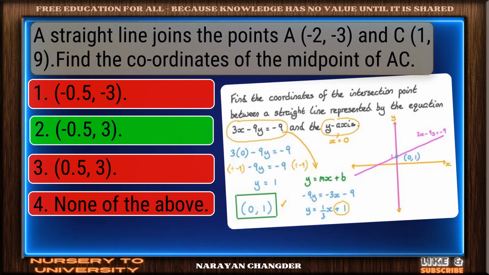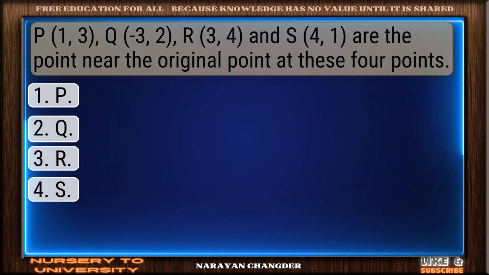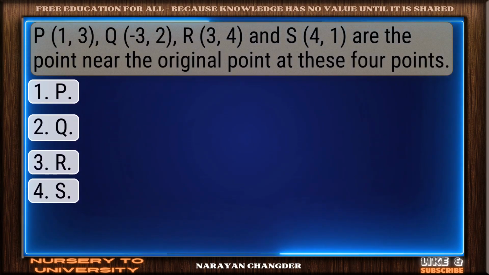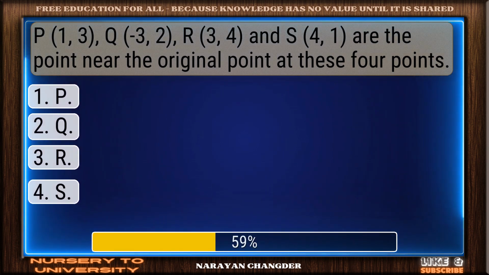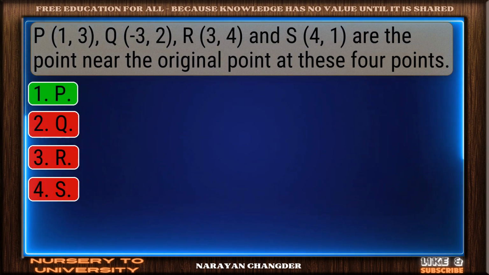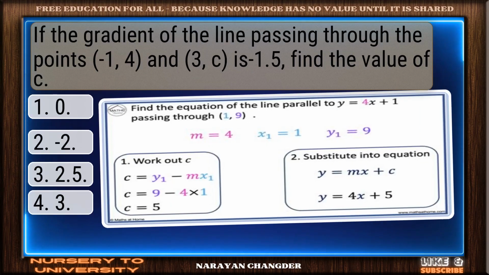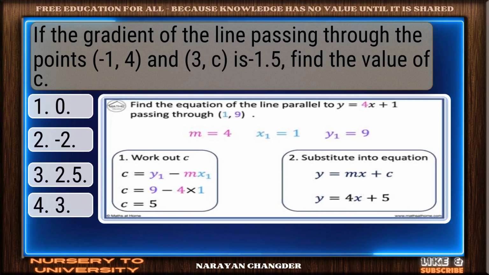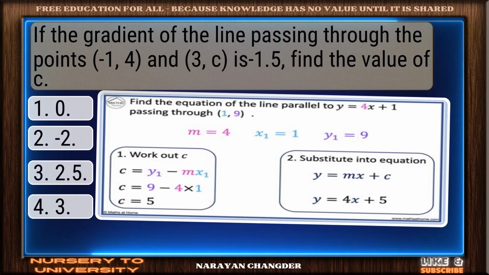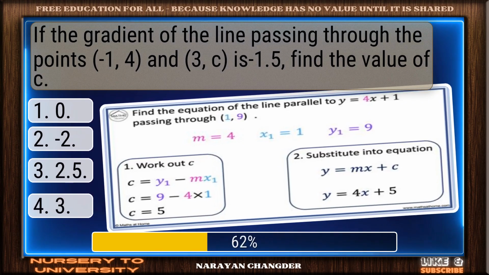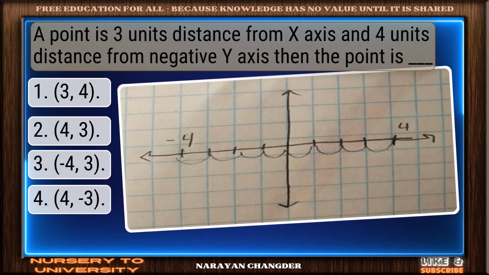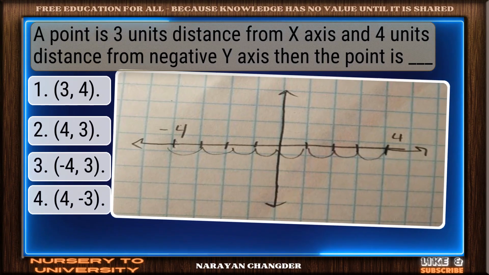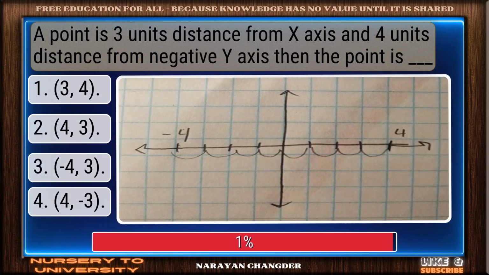Well picked. Is correct. P, Q, R, and S are the points near the origin. Among these 4 points, which is nearest? On track. P is correct. If the gradient of the line passing through the points and is 1.5, find the value of C. Sharp thinking. 2 is right. A point is 3 units distance from the x-axis and 4 units distance from the negative y-axis, then the point is dash.